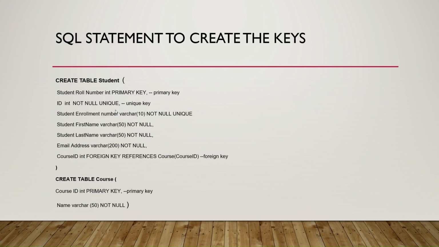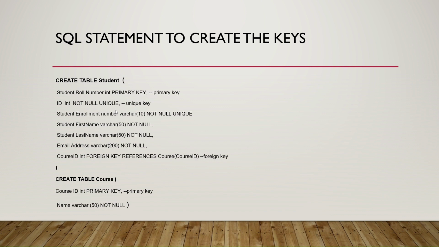So let's see a SQL statement to create these keys. Here I'm trying to create two tables. One is a student table, another is a course table. In the student table, the student roll number is a primary key, and then ID is an integer which is not null, and going to work as a unique candidate key because it has the properties of both not null as well as uniqueness.